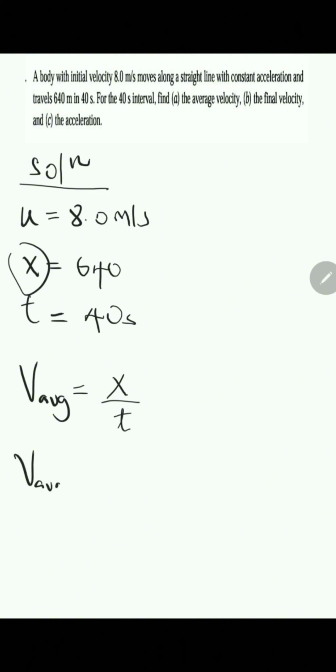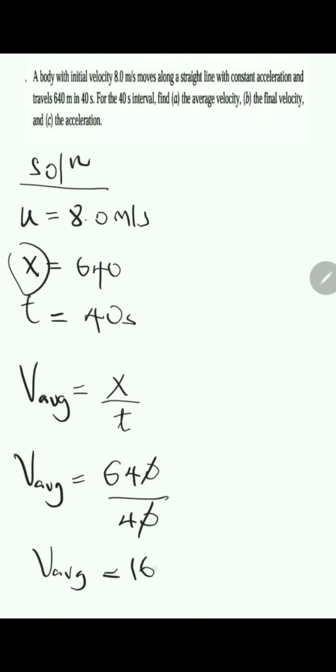So the first part is finding average velocity. The average velocity in this case will just be x divided by t. So x divided by t will give us 640 over 40. Now the zeros will cancel out, and 4 into 64 goes 16 times. This therefore gives us 16 meters per second as our average velocity.